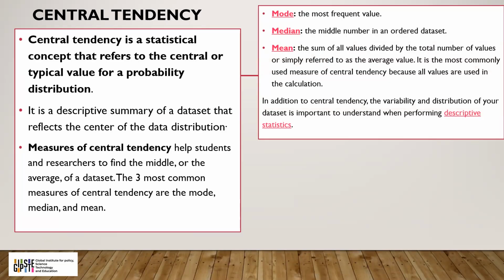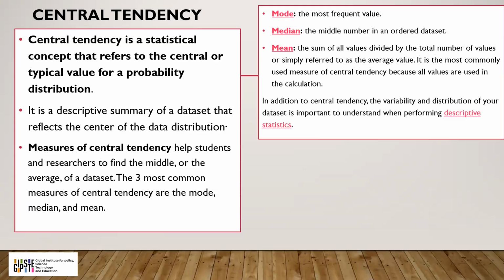The mode refers to the most frequent value or the most occurring number in the distribution. We have the median, that is the middle number in an ordered data set. The mean is the sum of all values divided by the total number of values, or simply referred to as the average value. It is the most commonly used measure of central tendency because all values are used in the calculation.